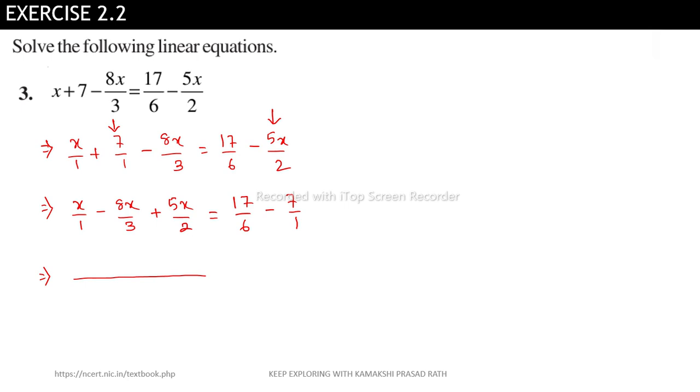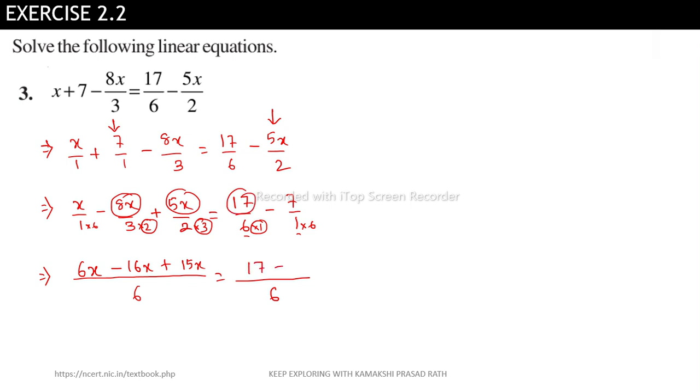For 1, 3 and 2, the common multiple is 6. So 1 into 6, 3 twos are 6 and 2 threes are 6. So we'll multiply the same thing to the numerators. So 6 into x, we get 6x, minus 2 into 8x, we get 16x, plus 3 into 5x, we get 15x, is equal to, for the common multiple of 6 and 1, the LCM will be 6. So 6 ones are 6 and 1 six is 6. Same thing, 1 into 17, we get 17, and 6 times 7, we get 42.